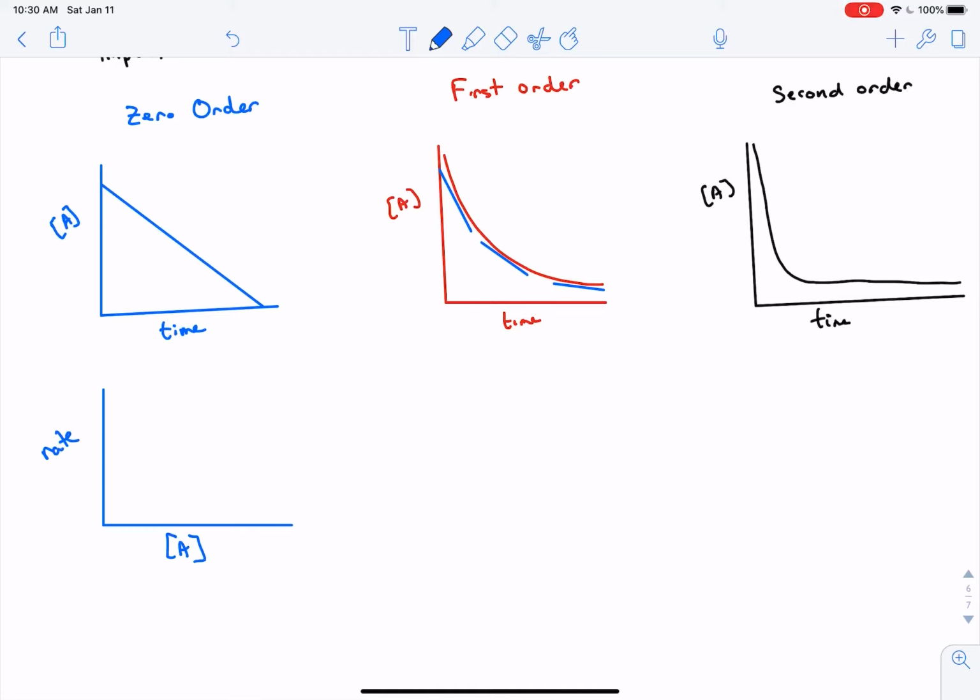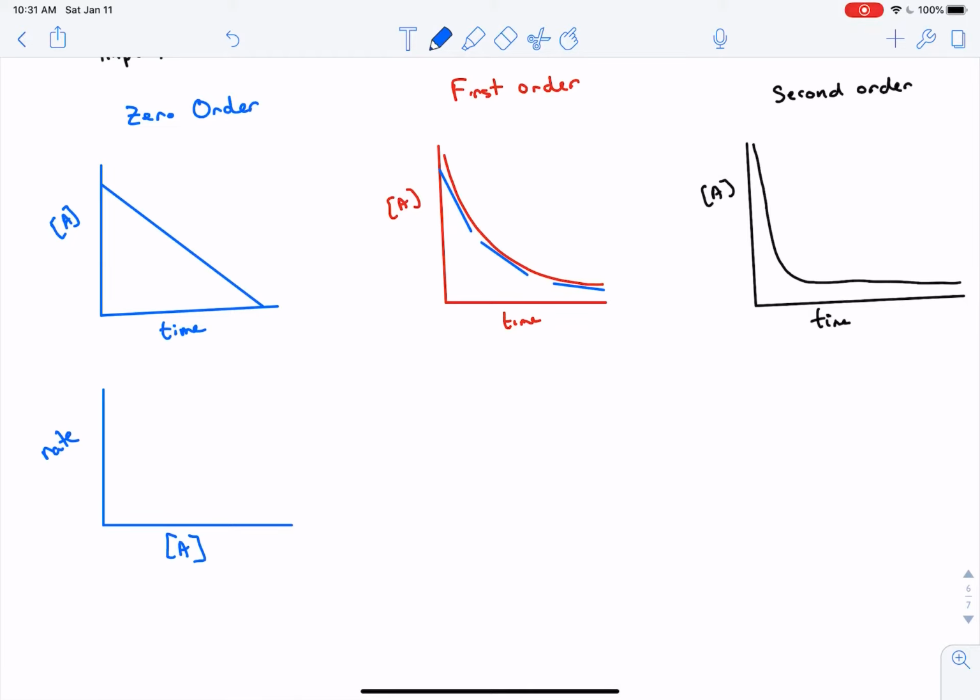Mr. Trump? Yes? On the first order and second order, do they touch the axes? I guess you're approaching 0, essentially. No, and the concentration. They do touch the y-axis, they don't touch the x. Yes. Okay. Yes, sorry.